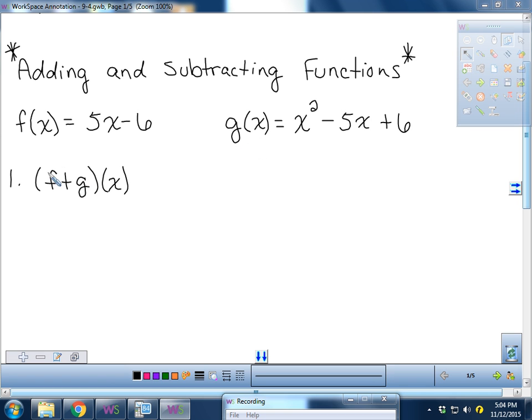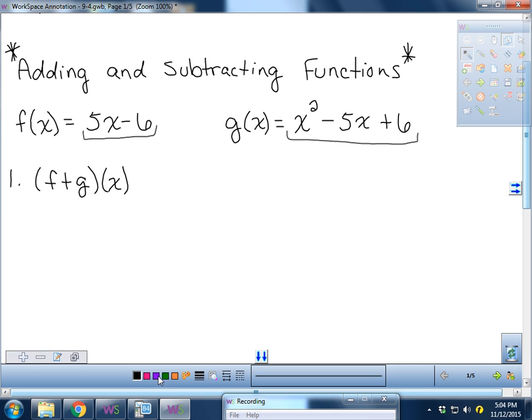It doesn't mean take f and g, add them, and multiply by x. So I want to make that very clear. You are not multiplying by x. This is just notation. Okay, it's just how it's written. Just like this is f of x, that's function notation. Same thing with g. Make sure you understand that. All right. So this just means I'm going to take the f function, which is this function right here, and I'm going to add it to the g.